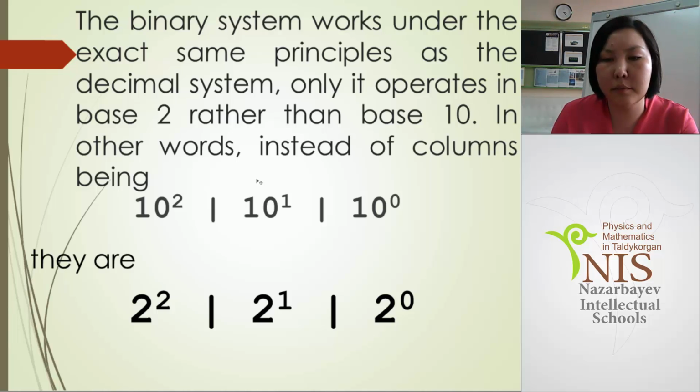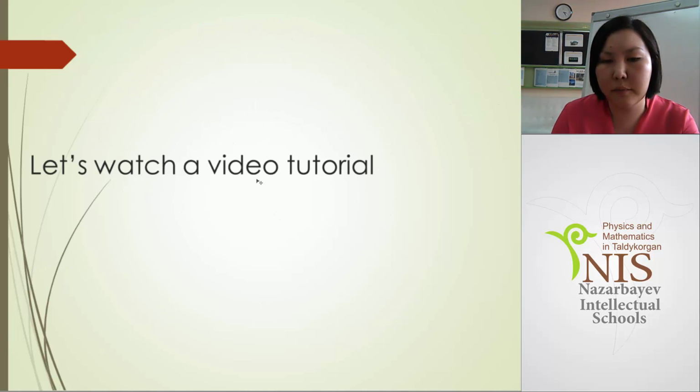The binary system works under the exact same principles as the decimal system, only it operates in base 2 rather than base 10. In other words, instead of columns being 10 in power of 2, 10 in power of 1, and 10 in power of 0, they are 2 in power of 2, 2 in power of 1, and 2 in power of 0. Let's watch a video tutorial.